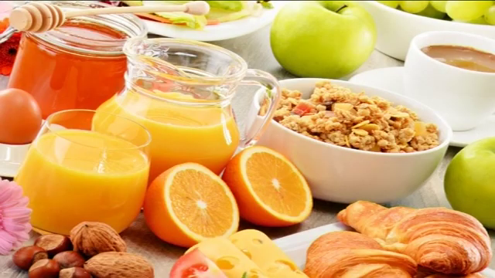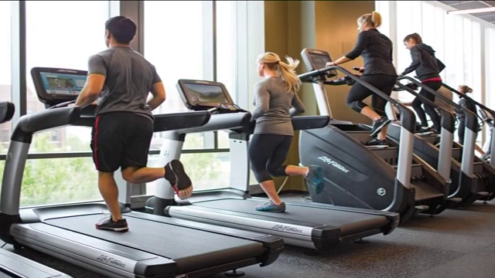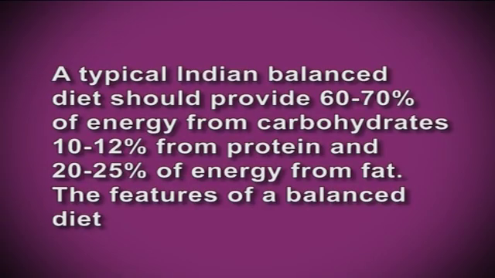Balanced diet. A diet which contains different types of foods in quantities enough to meet the need for nutrients, as well as a small provision to meet the nutrients during a short duration of starvation. The daily diet must provide all essential nutrients in the required amounts, which vary with age, gender, physiological status and physical activity. A typical Indian balanced diet should provide 60 to 70% of energy from carbohydrates, 10 to 12% from protein, and 20 to 25% of energy from fat.